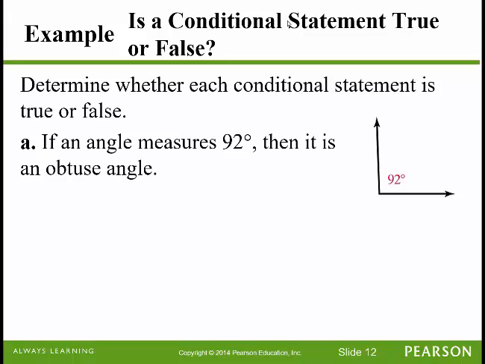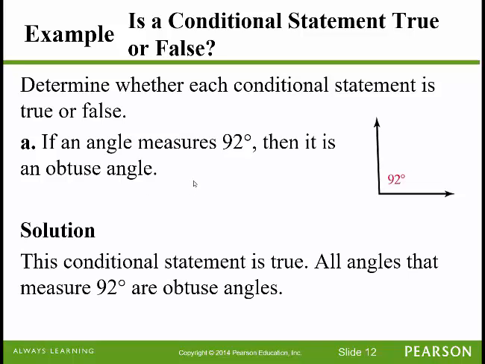All right, so is a conditional statement true or false? Determine whether each of the following conditional statements is true or false. If an angle measures 92 degrees, then it is an obtuse angle. Well, this conditional statement is true. All angles that measure 92 degrees are obtuse angles. So that's a true statement.